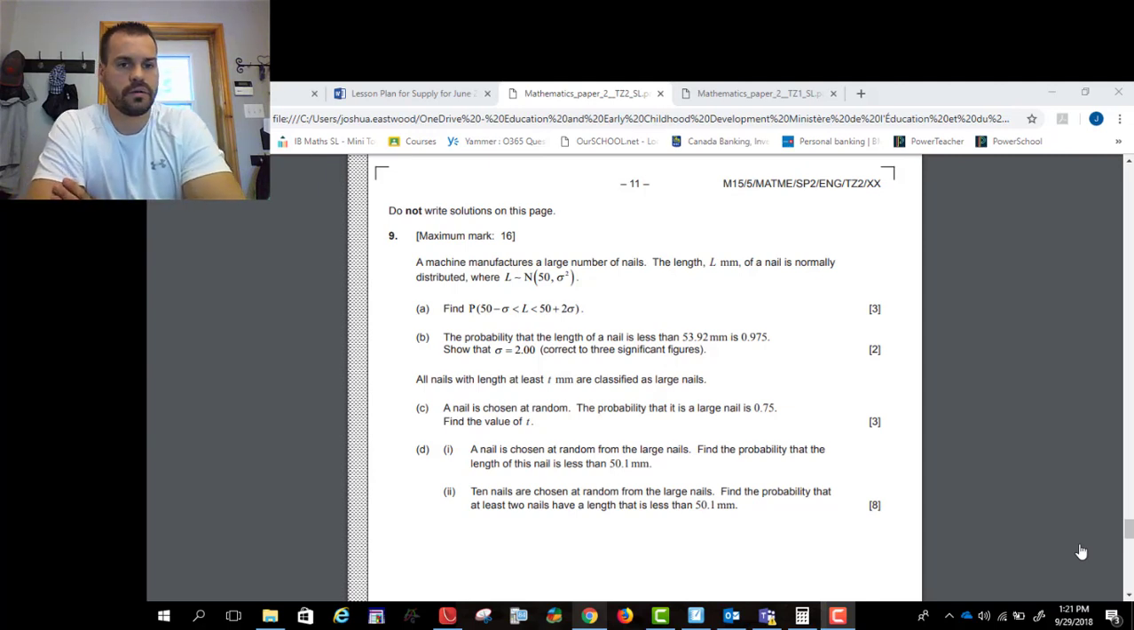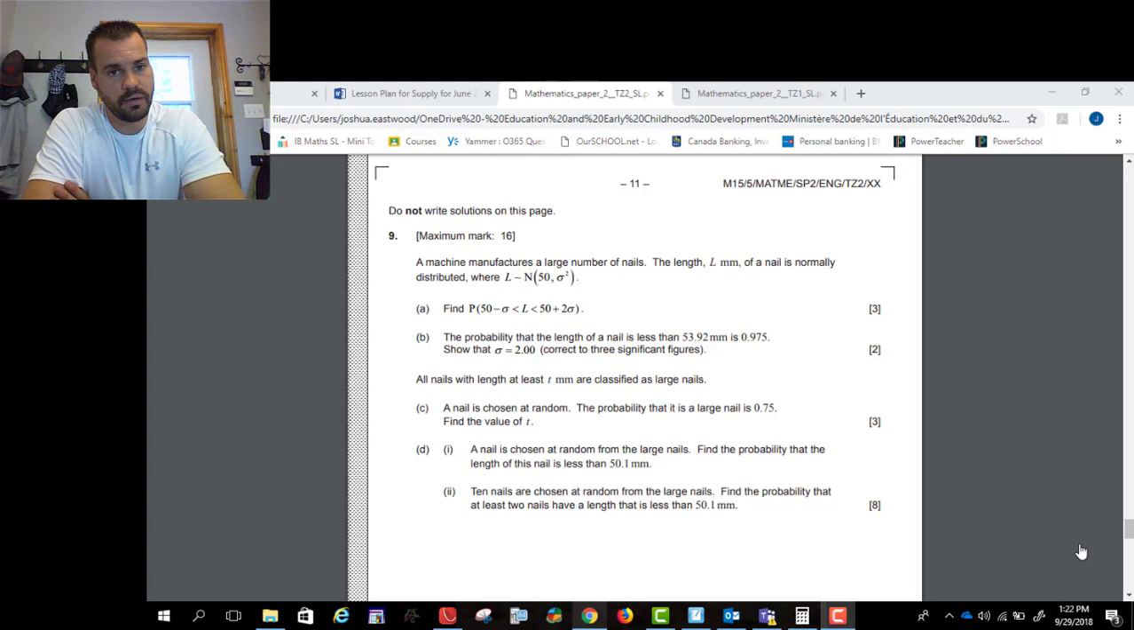So here is a normal distribution question that involves the length of nails. So we're going to talk through this one. Again, we did this in class, but this is just for your benefit to go back and review. It says a machine manufactures a large number of nails. The length of nails is normally distributed, where L is a normal distribution. That's what that little symbol with the capital N means.